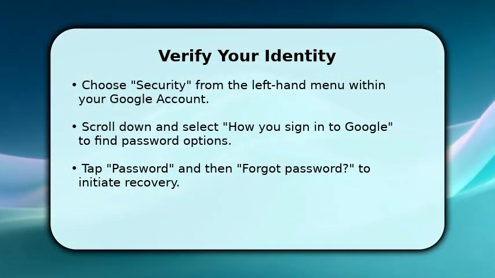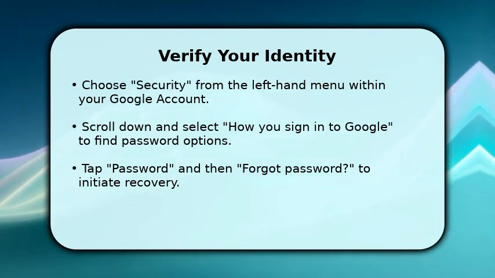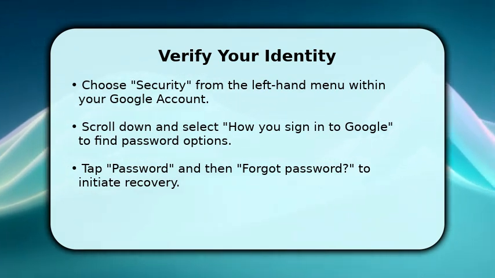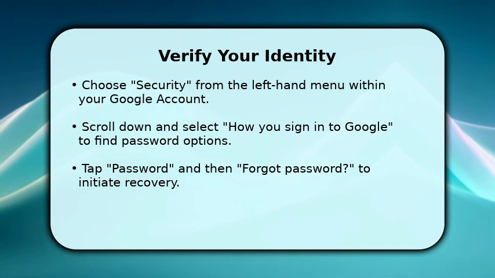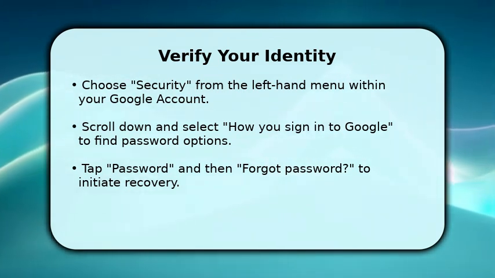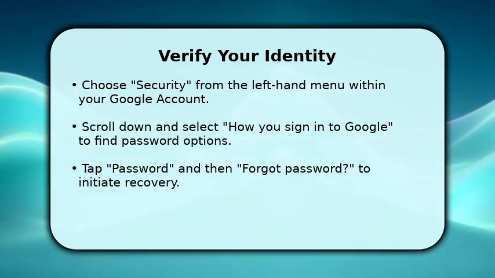Next, within your Google account settings, navigate to the Security tab. Scroll down until you see the section titled How You Sign into Google. Here, you'll find the password option. Tap on it, and when prompted, select Forgot Password. This action will guide you through various verification methods to confirm your identity.